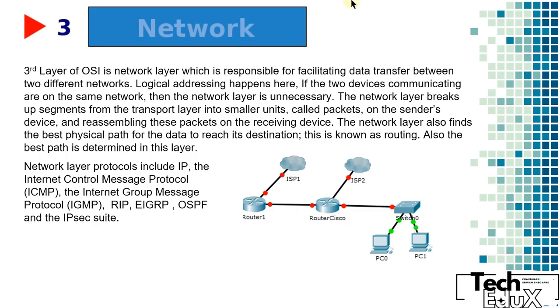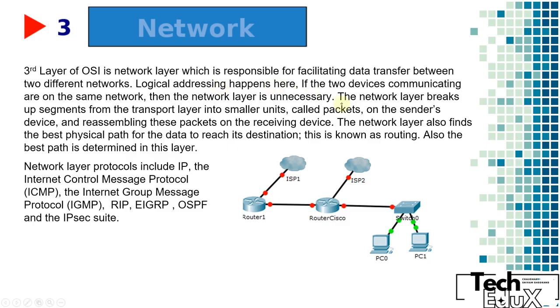So let's talk about what this paragraph is saying. The third layer of the OSI model is the network layer, which is responsible for facilitating data transfer between two different networks. Logical addressing happens over here. Apart from logical addressing, we have physical addressing. In contrast to logical addressing, physical addressing we are going to cover in the second layer of the OSI model. So you don't have to worry.